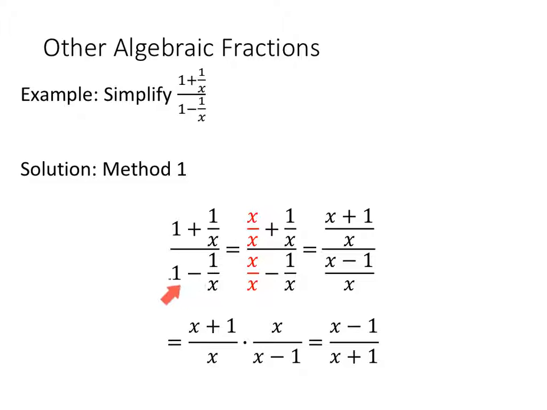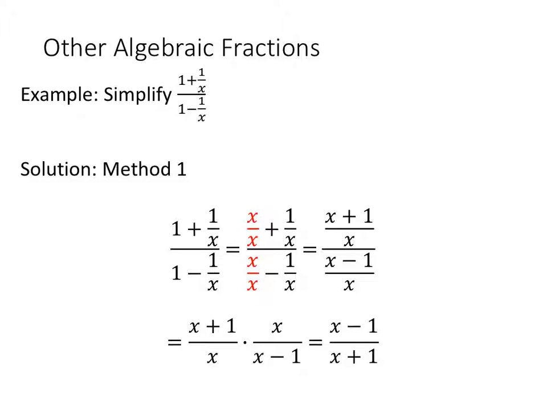Same thing here. I want to subtract something that involves a fraction, so I'm going to get a common denominator. 1 is x over x. So in the numerator, I'm adding two things with the same denominator, so I'll add their numerators, x plus 1 over x. In the big denominator, x over x minus 1 over x, I'll subtract my numerators, x minus 1, keep my denominator over x.